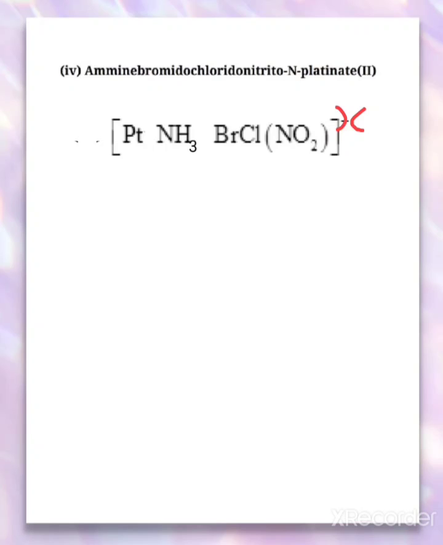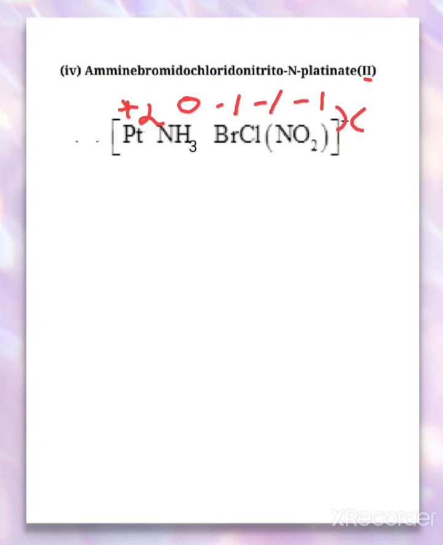Here the central metal ion, it is given in the Roman numeral, the oxidation state, that is 2. So we are keeping it as +2 here. Next, ammonia is a neutral ligand, so 0 is the oxidation state. Br has -1 oxidation, chlorine has -1, and nitro also has -1.